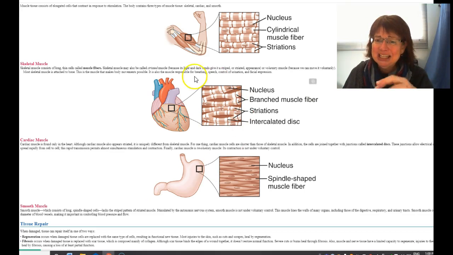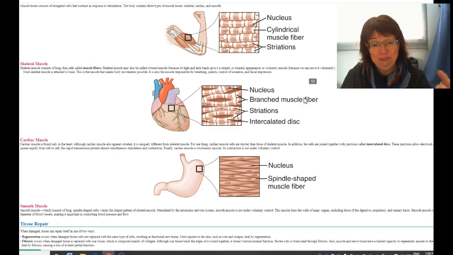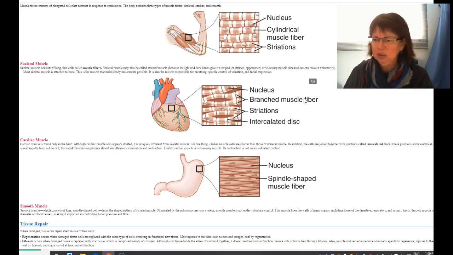And at this level, that's pretty much all you need to know in this chapter. When we get to the muscle chapter, we'll talk in much greater detail. Okay? So that's all you need to know for muscles, which is the 4 groups.